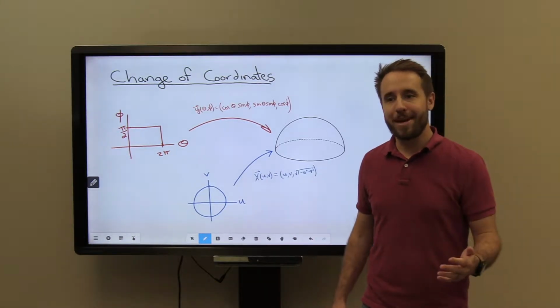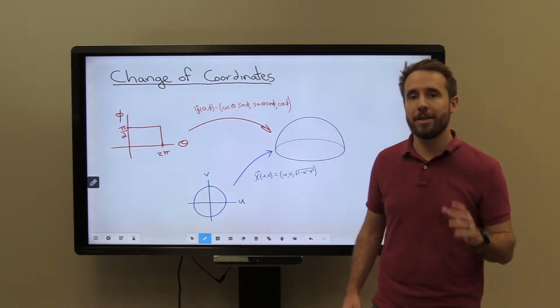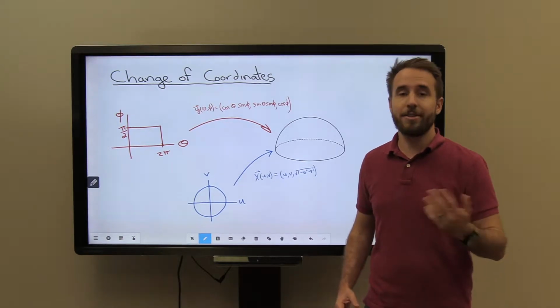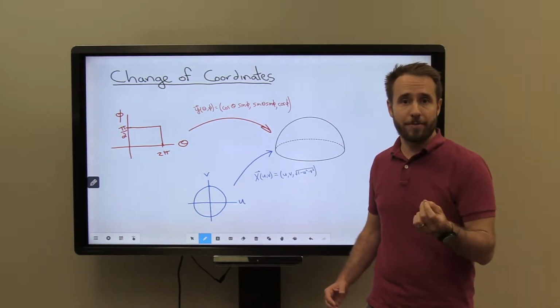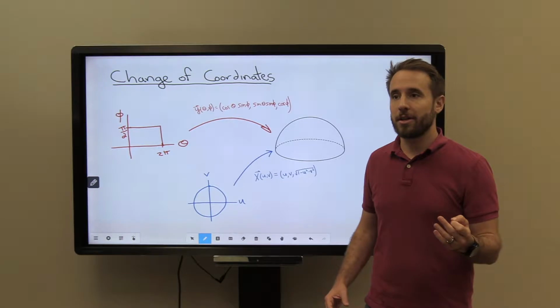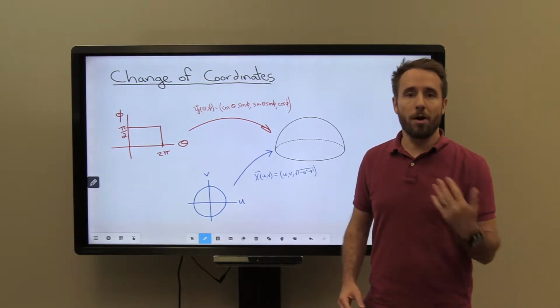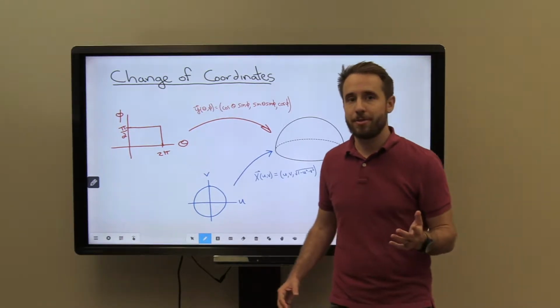Hey everybody, welcome back. So today we're going to be looking at different ways that we can define the same parametrized surface, and specifically we're going to be talking about changing coordinates from one parameterization to another parameterization.